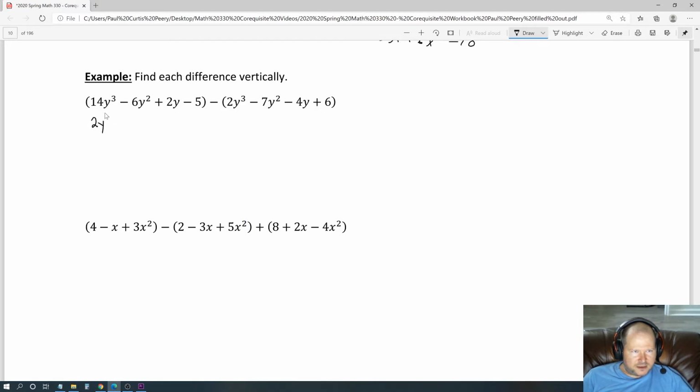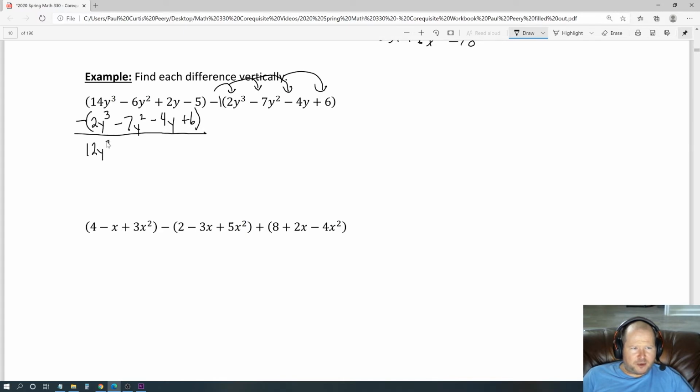I'm going to be lazy and not even rewrite the first one, so I'm just going to rewrite the second one underneath. So 2x cubed minus 7y squared minus 4y plus 6. Now I do have to point out, since I'm subtracting, I can either distribute the negative to all of these and flip all the signs and then write it vertically, or I can, and this one's a little more confusing, write it this way and then subtract vertically like this. So it'd be 14y cubed minus positive 2y cubed, so 14 minus 2 is 12.